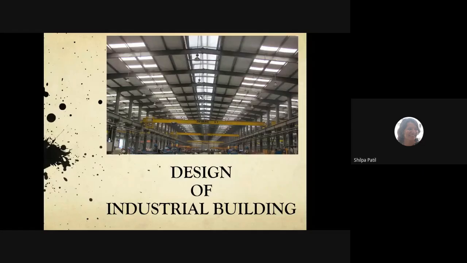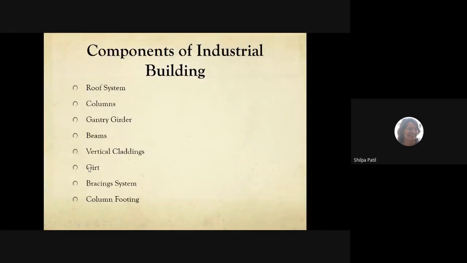So most of the industries are going with this. Its design requirements are different. You cannot design a PEB structure similar to the truss. But this is an industrial shed, and I have already discussed the gantry girder with you last week. So let us see now the various components of an industrial building.